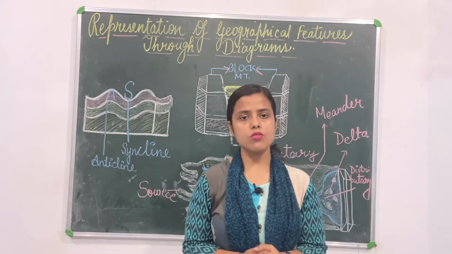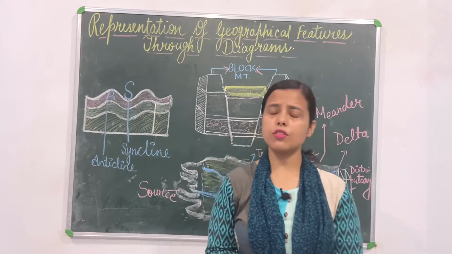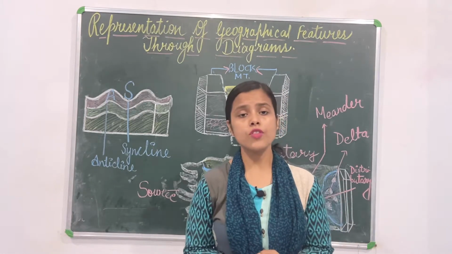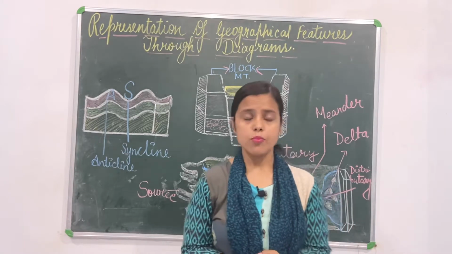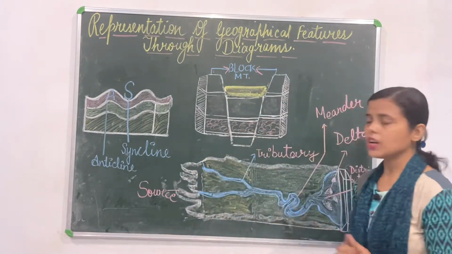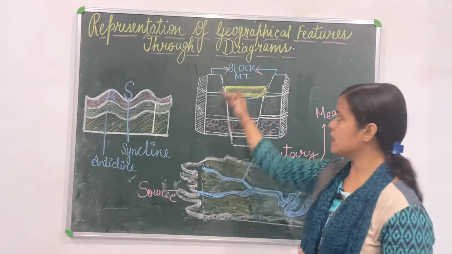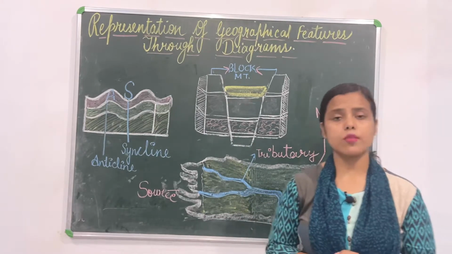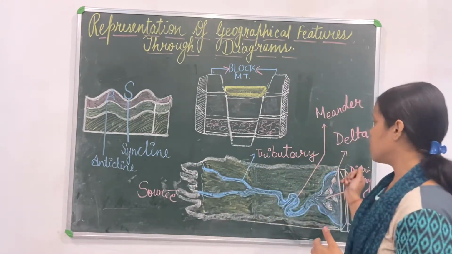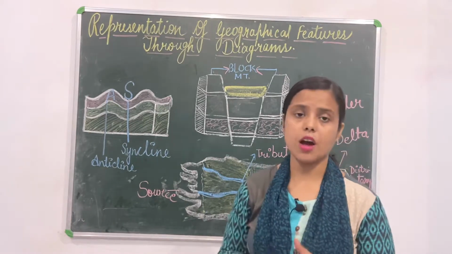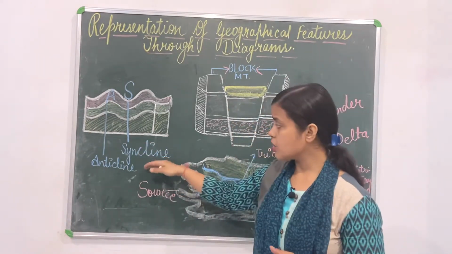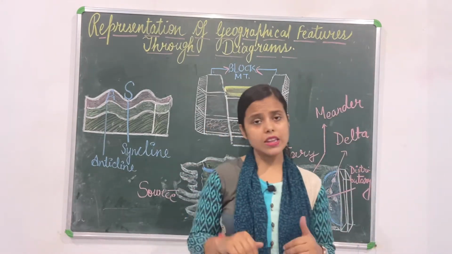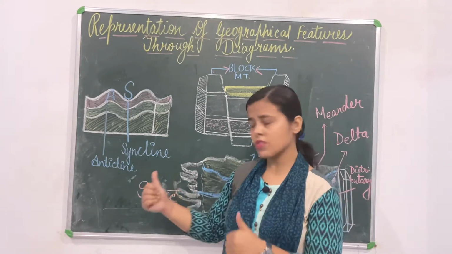And today we are going to study the representation of geographical features through diagrams. The terms which we use, we will represent through diagrams. As you can see behind me, there are three diagrams and I have used so many terms within these diagrams. Through one diagram, I have tried to explain more than 2-3 terms. In a single diagram, see here 2 terms, and here also so many terms are used. We'll study them one by one, so let us go and see.